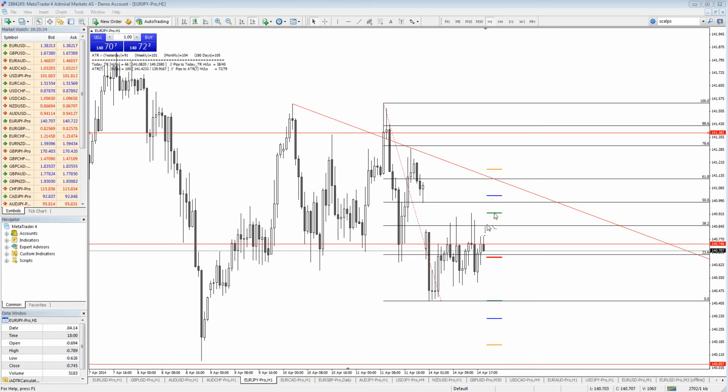But I would first look to see if it gets to 141.15, because we have the inner trend line, and we have the 61.8 retracement of the last most prominent swing low.